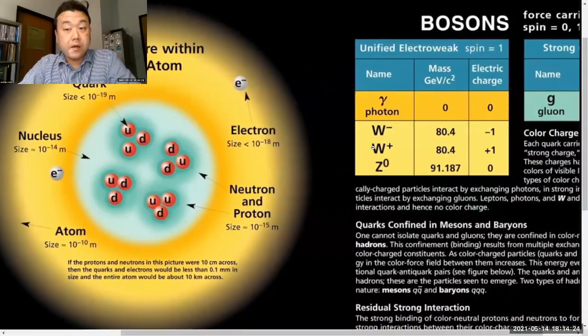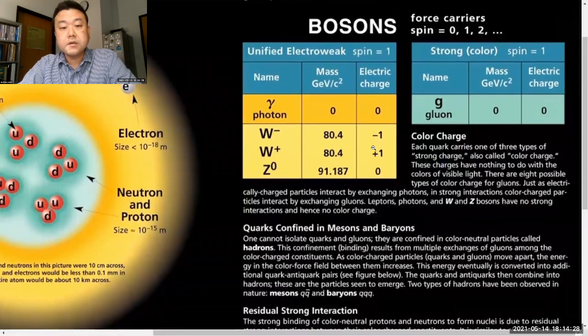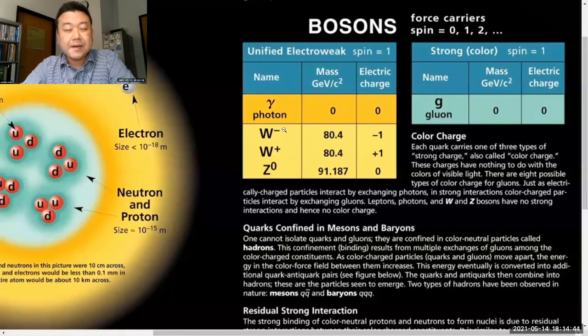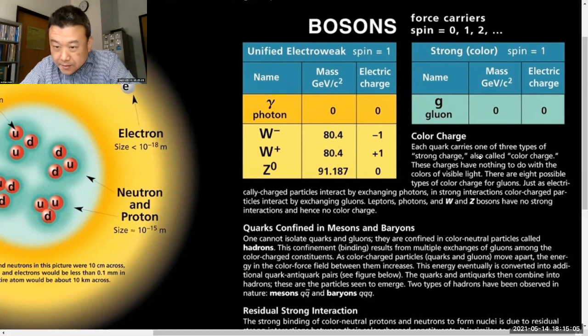And we have elementary bosons. They are force carriers. So we have the photon, the force carrier of electromagnetic interaction. And we have the force carriers of the weak interaction. There are three of them. There's the neutral Z boson. It's like a photon, except it's very heavy, and it mediates the weak force, not the electromagnetic force. And then there are the charged W bosons, W minus and W plus. And gluon, even though the table lists only one, as they say somewhere here, there are eight possible types of color charge for gluons. And we went through the reasons for why there are eight types of gluons.